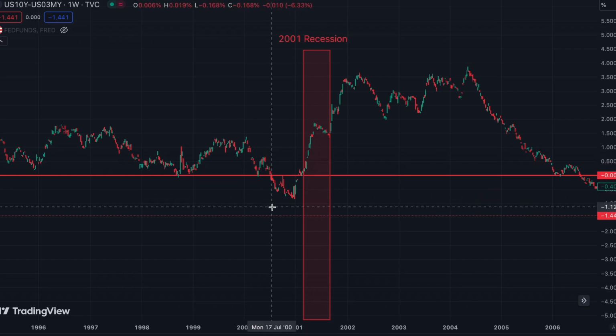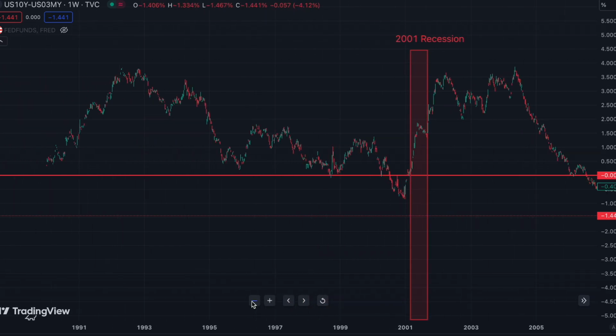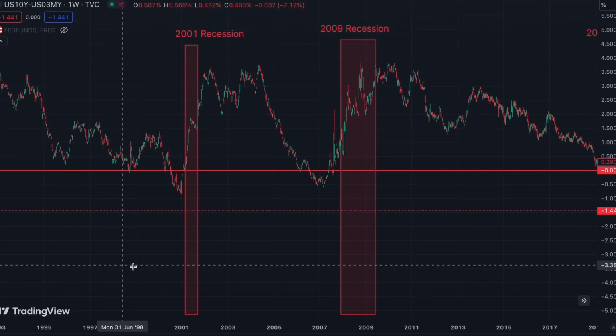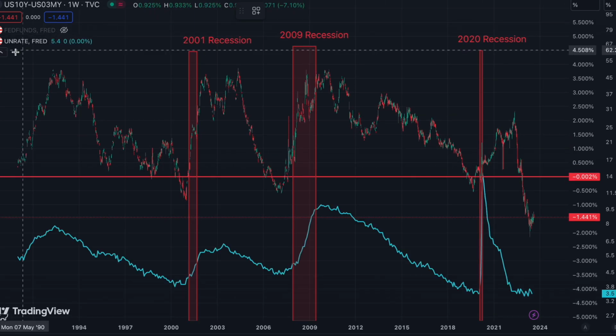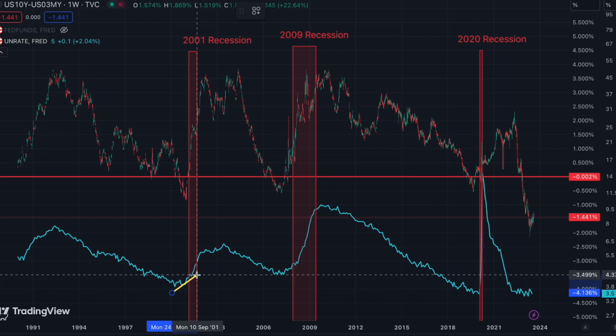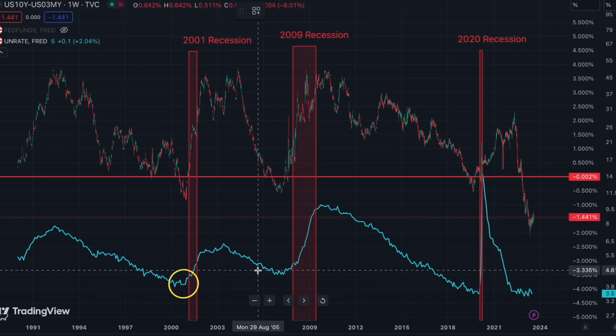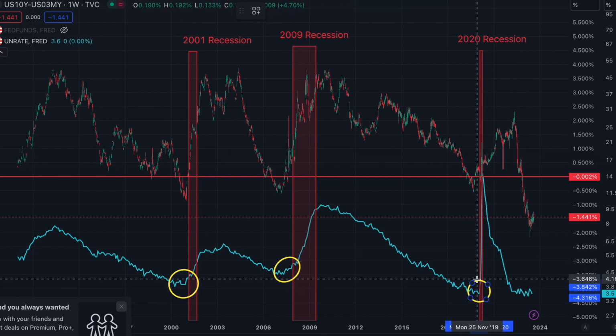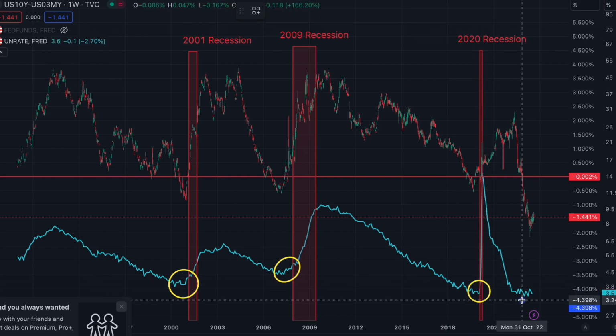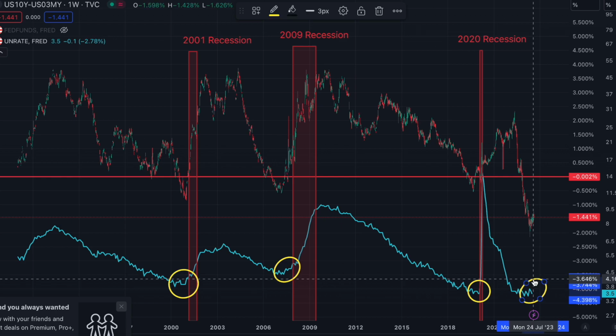Okay, but who cares about the yield curve when the job market is so hot right now? Unemployment is at record lows. There's no way we can enter into a recession, right? Not so fast. Let's add the unemployment statistics to this chart. Look at that. We always have the lowest levels of unemployment right before we head into a recession. This is all part of the business cycle, and yet every time, people think that this time will be different.